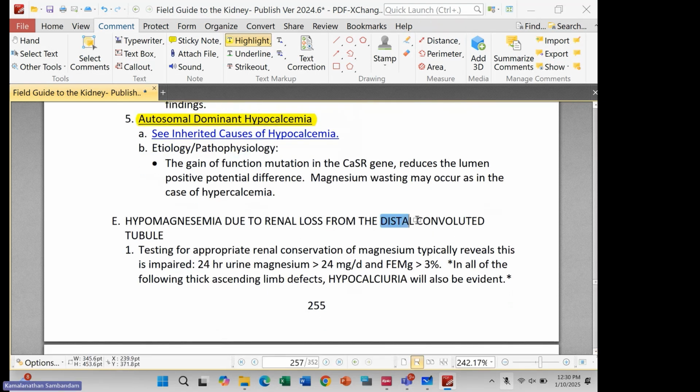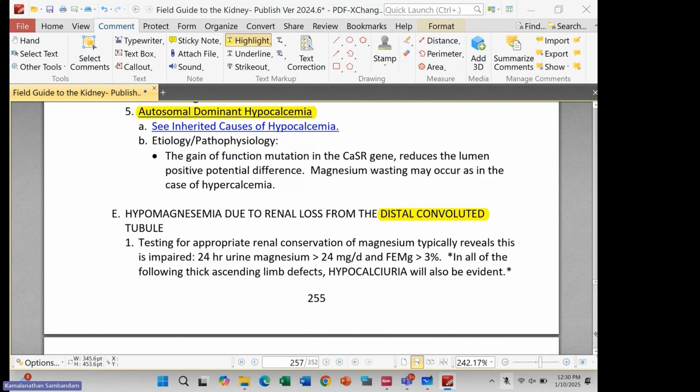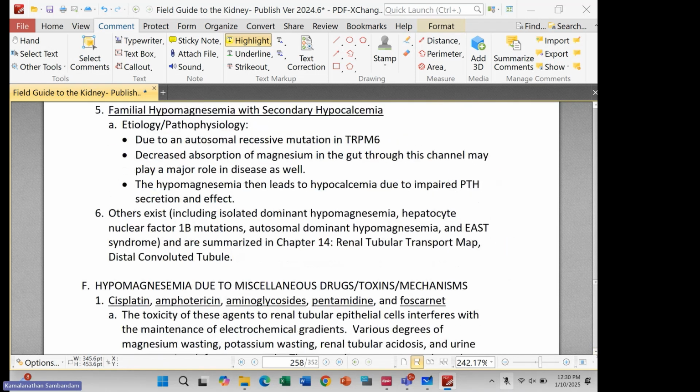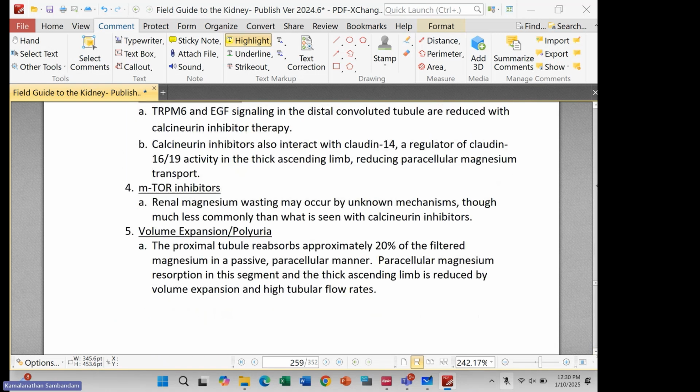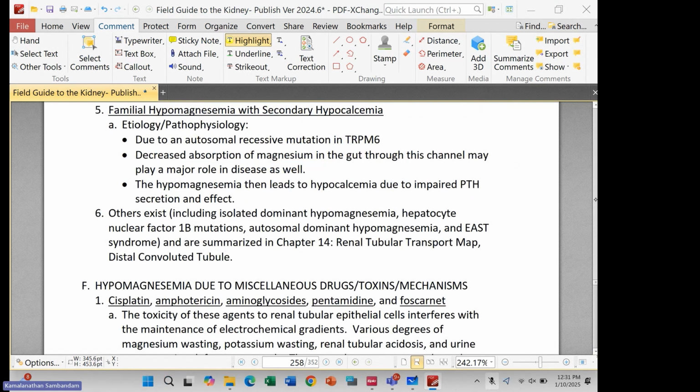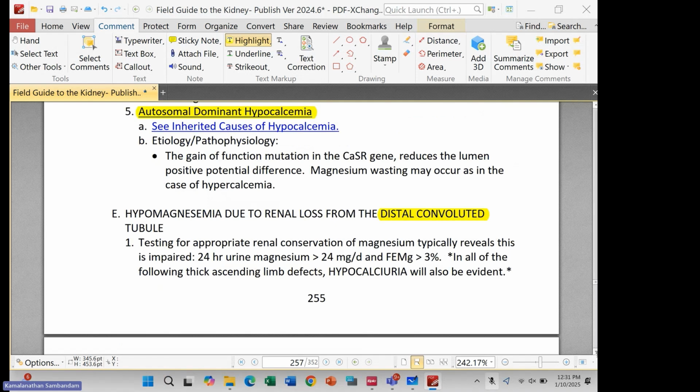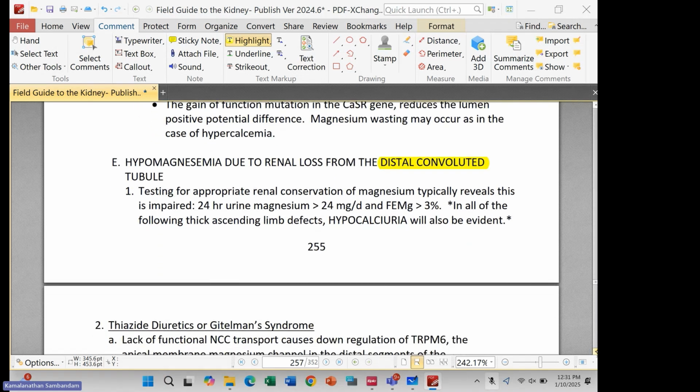Let's then move to distal convoluted tubule defects. Let me just take a view of some of the ground that I'm going to cover here. Oh, I should be able to finish this today. Excellent. All right, so let's talk about distal convoluted tubule defects.